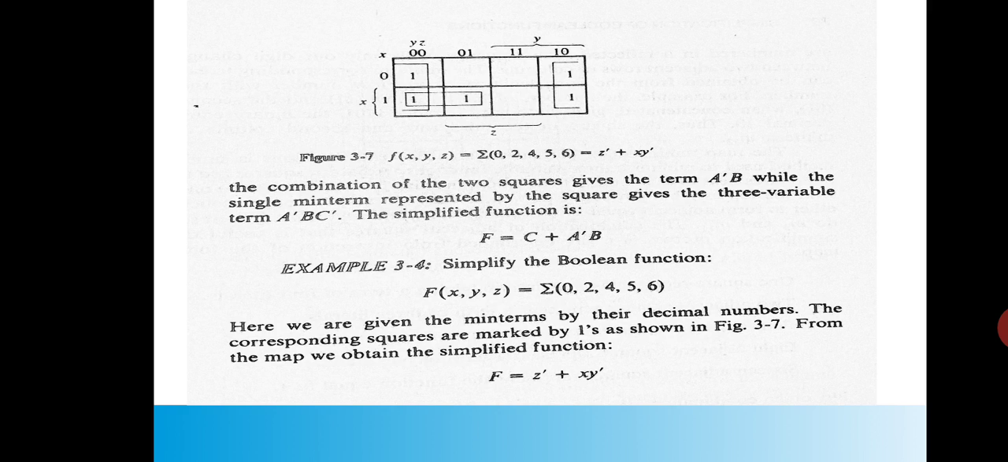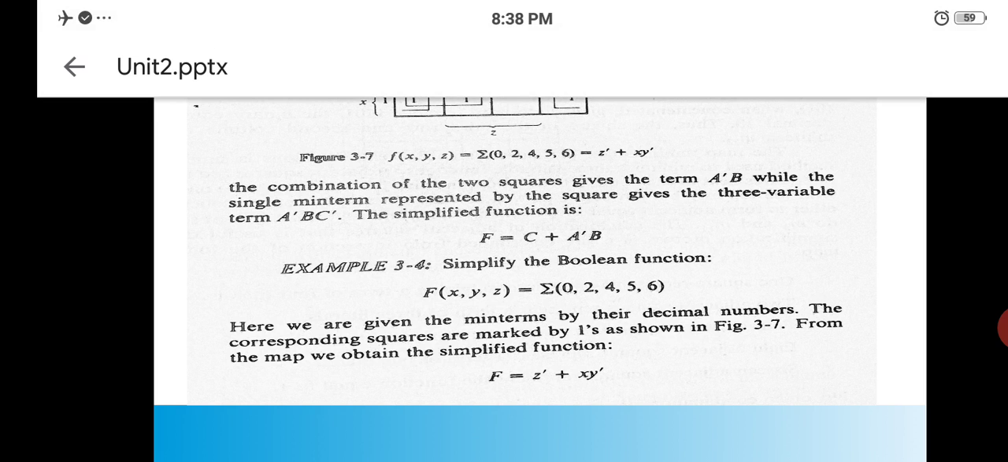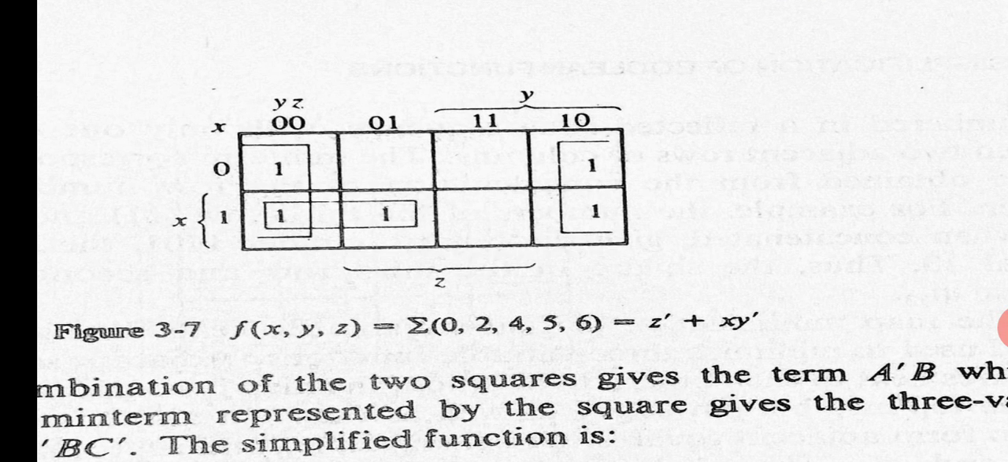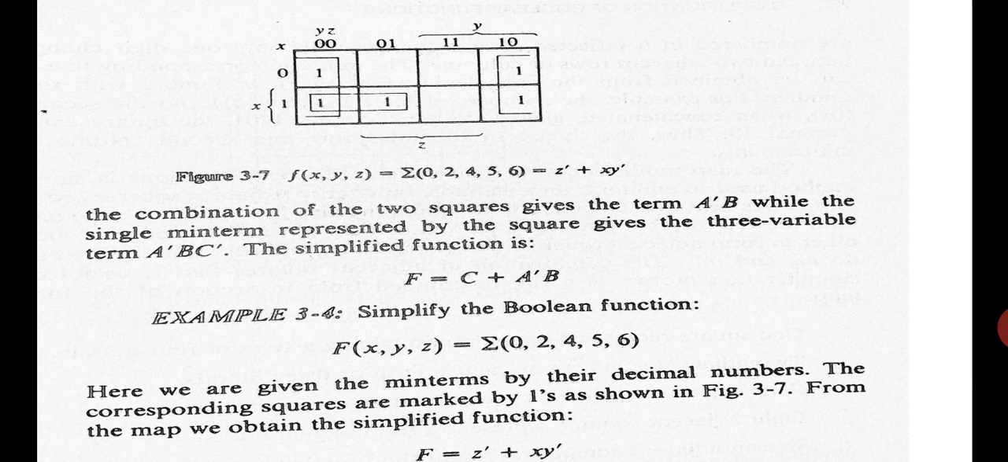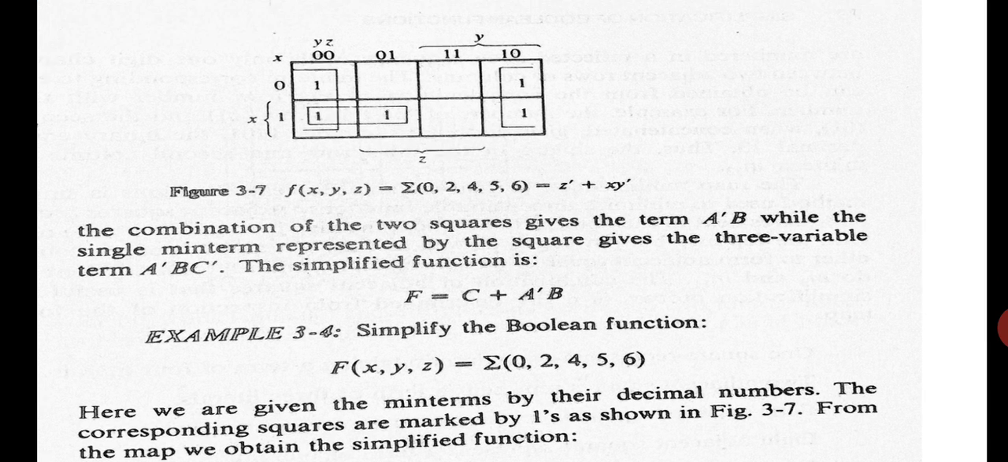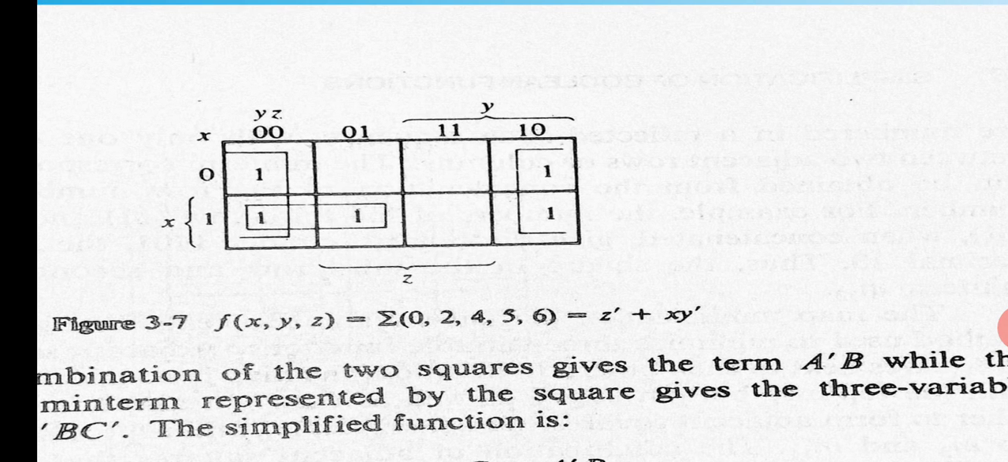Now how to represent 6? It is 1, 1, 0. That is nothing but the second row, last square, sorry, second row last square. So this is how they represented 0, 2, 4, 5, 6, and the equation is z dash plus xy dash. How? Z dash plus xy dash.